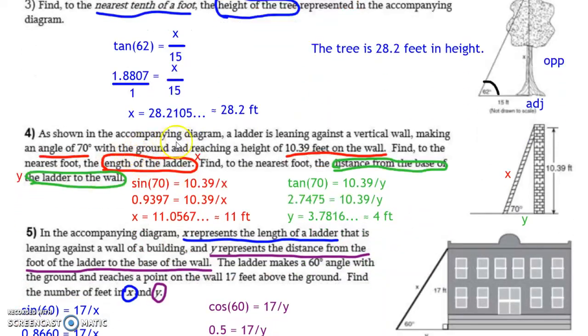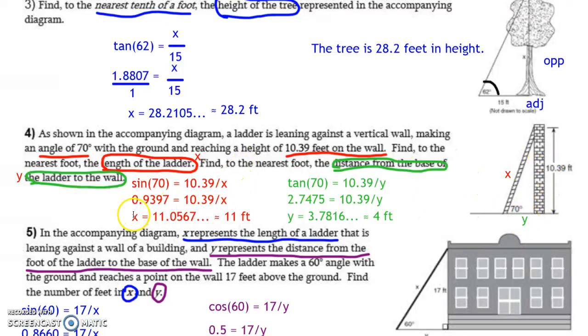For number 4, it was looking for two things. It was looking for x and also y. This y should be color-coded green. Hopefully you'll excuse me for that. Anyway, you saw the sine setup here. Sine of 70 is equal to 10.39 over x. 10.39 over x, that's opposite over hypotenuse. And then for the second part, we used tangent of 70 equals 10.39 over y. That's going to be our opposite over adjacent.